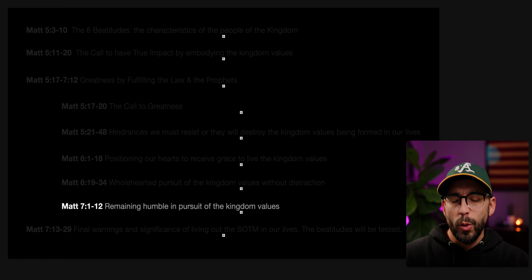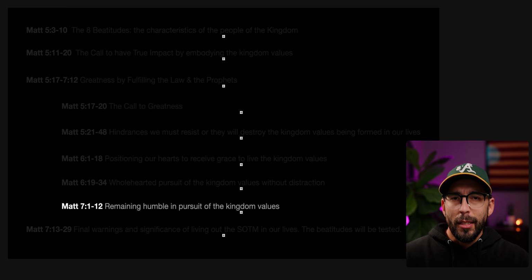Matthew 7:1-12. This is the section where judging comes up, and asking, seeking, and knocking. I've labeled it remaining humble in pursuit of the kingdom values, because I think that's actually the main idea with his address on judging. He's saying, hey, when you begin to pursue these kingdom values, you're trying to live out the Sermon on the Mount, you're asking the Holy Spirit to form the Beatitudes in your life.